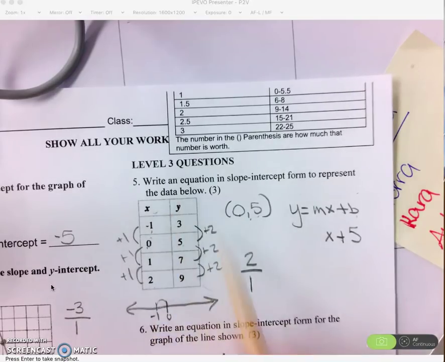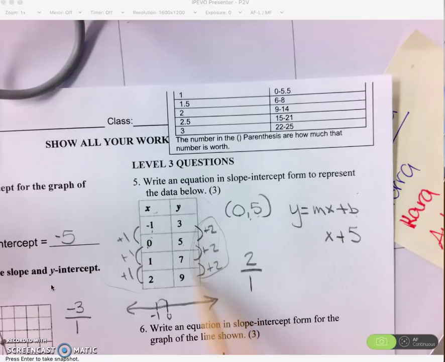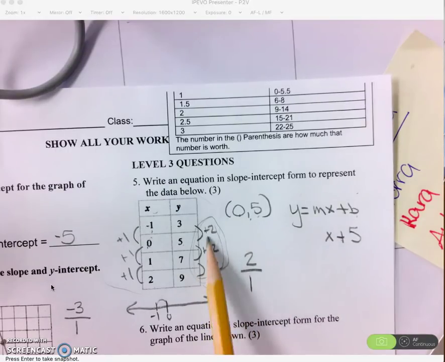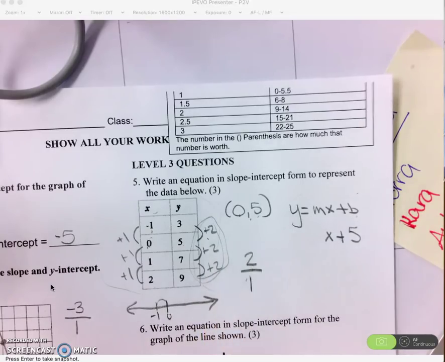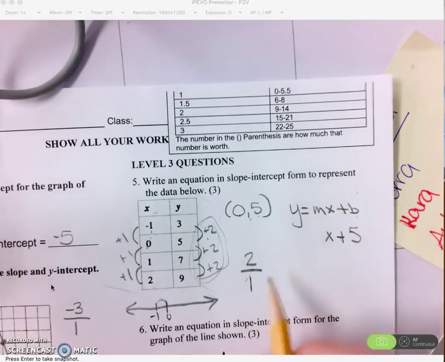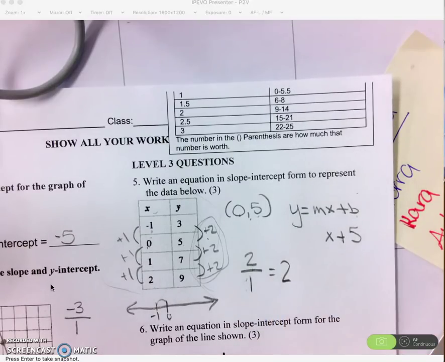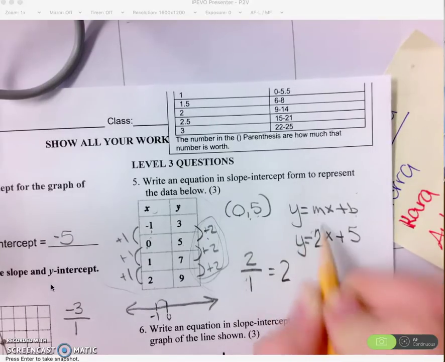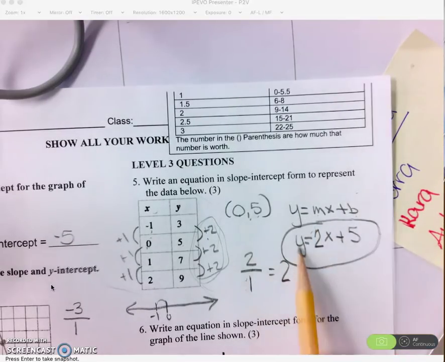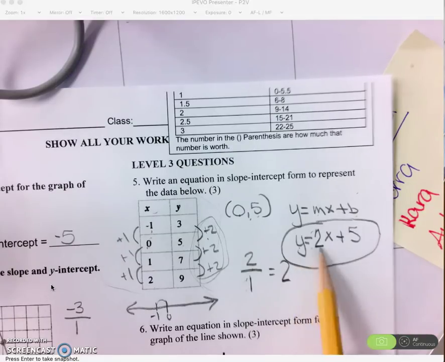So when you have a table, you need to figure out the rate of change, and that's going to be your top number. And if these were different, which I don't believe they will be on your test, you need to simplify it down. But this is simplified down. This can be simplified down to 2. So I'm going to replace my m with 2. So this is my final product. Y equals 2x plus 5.